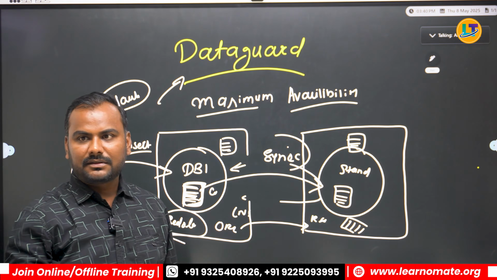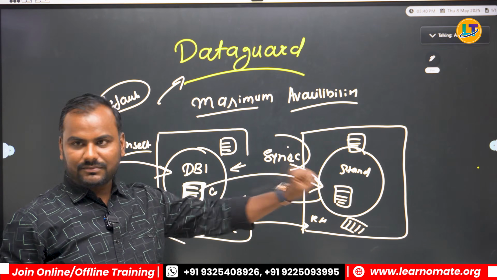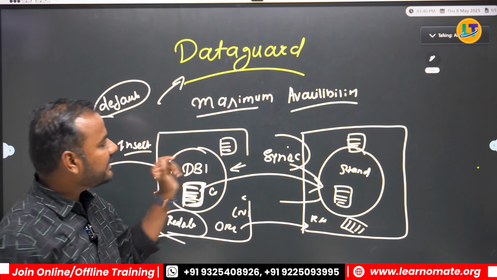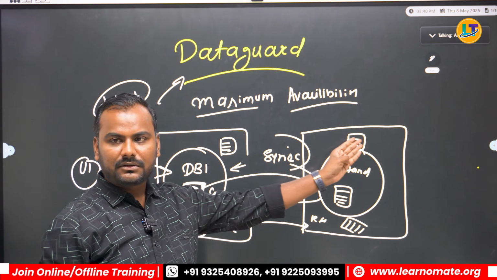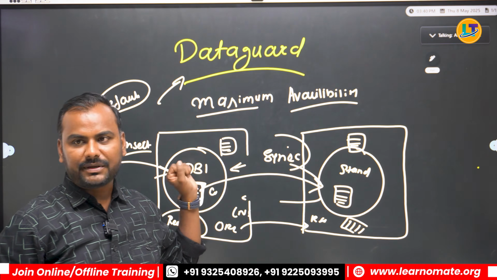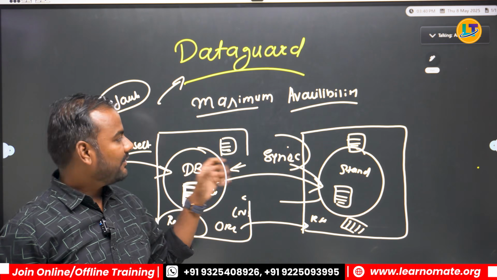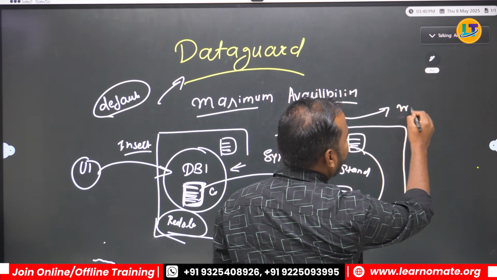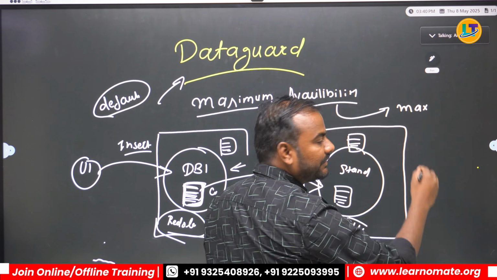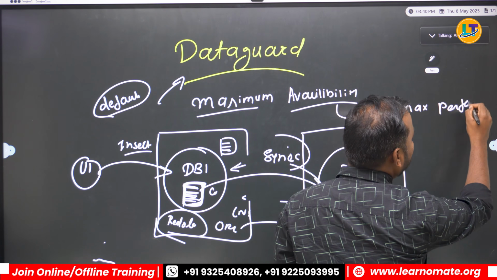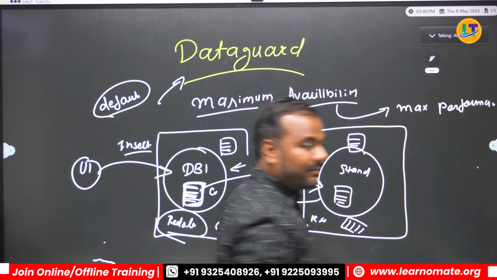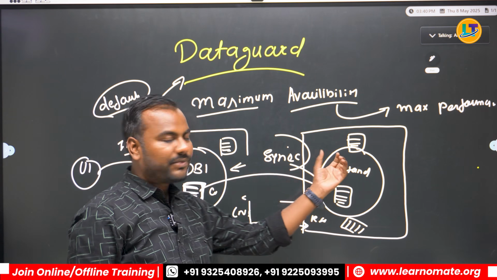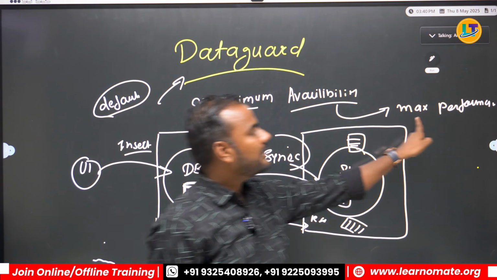But what if there is no acknowledgement coming? Just take an example. You inserted some data, the transactions are going to the standby side and there is no acknowledgement coming. Then what will happen? Nothing will happen. Your maximum availability will be converted to maximum performance. So whenever there is no acknowledgement coming from the standby, it will behave like maximum performance.